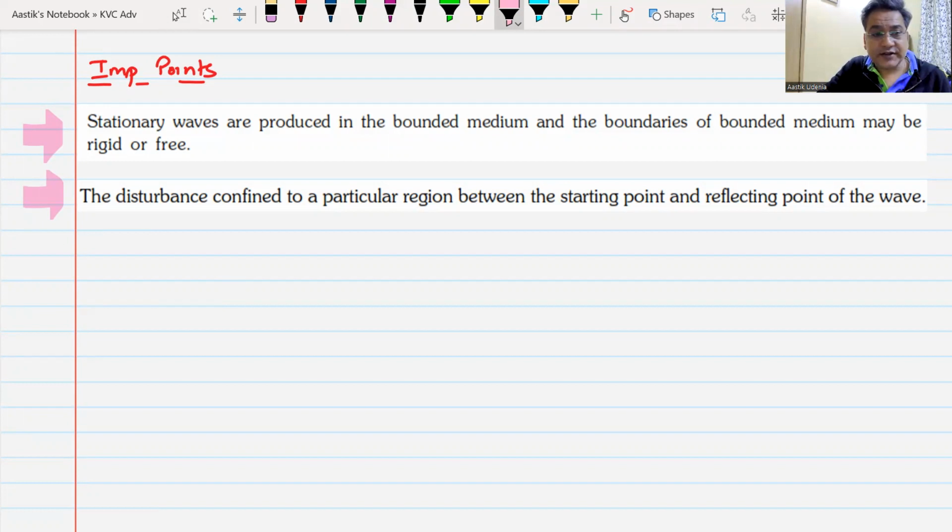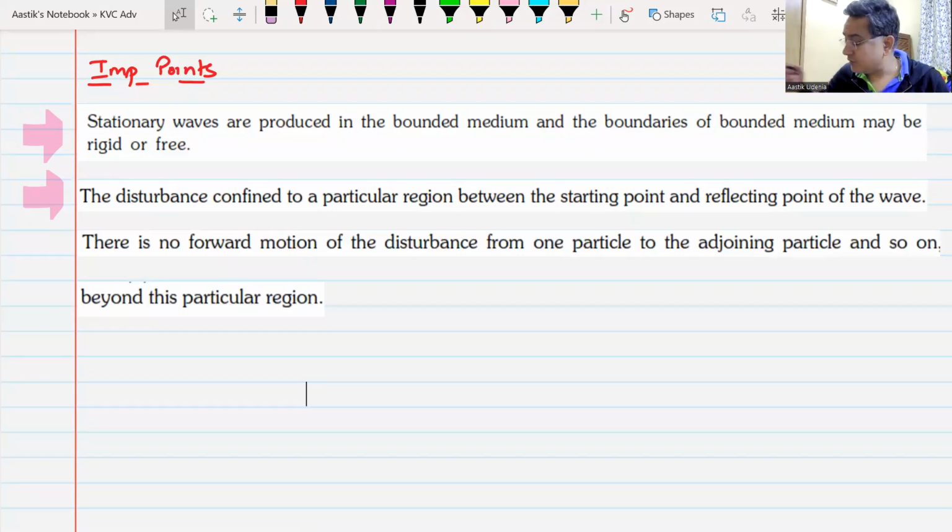Now, the next point is there is no forward motion of this disturbance from one particle to the other or the adjoining particle beyond this particular region. There is no forward motion of the disturbance. The disturbance does not move forward. I hope you understand this.